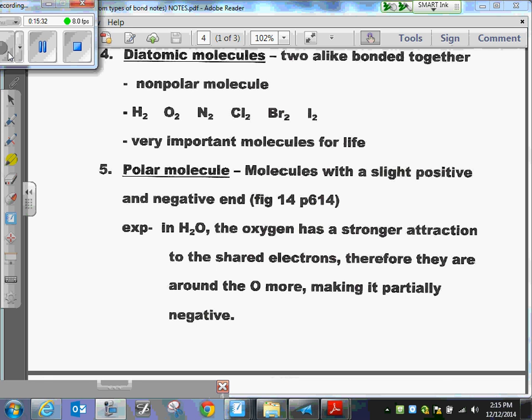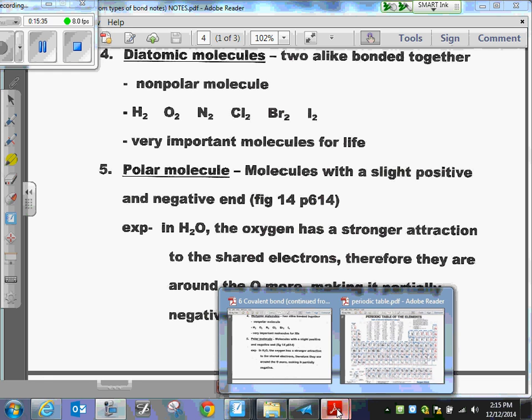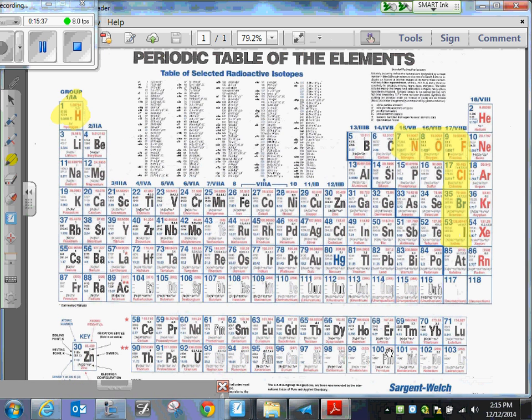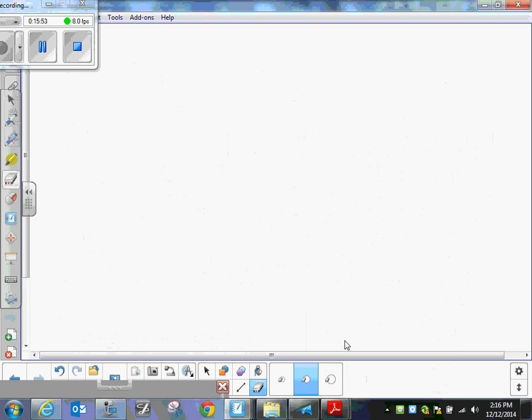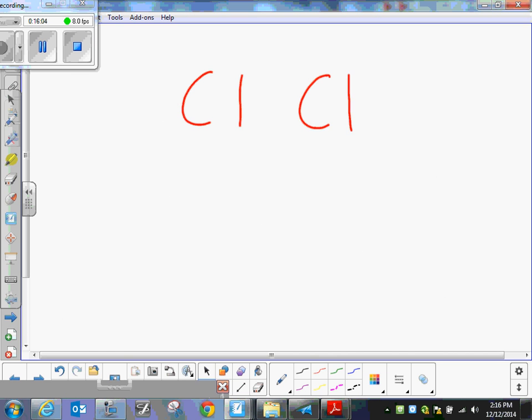Okay, so we're just going to look at a couple examples of how to draw these diagrams, and then I'll let you go on the worksheet. But the first thing you have to do is have your periodic chart out, because it's all about the valence electrons. Okay, so let's just say, for example, we're going to put a chlorine plus a chlorine together. So the first thing you want to do is draw your valence electrons for chlorine, which you all know is 7, right?